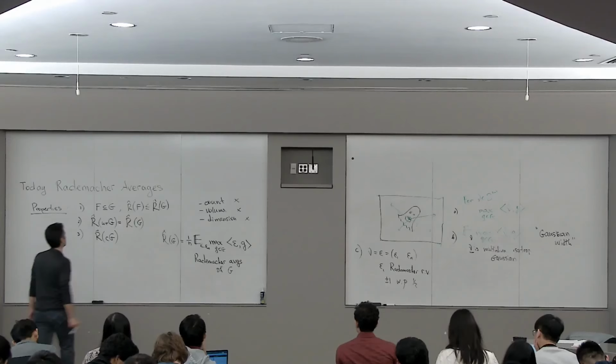Okay. If there's another one before I get to a big one. Oh, okay, convex hull. So that's what was said here. r hat of the convex hull of G is equal to r hat of G. Again, it's because the maximum is attained at the corners. And the last one is the big one, which is super useful.